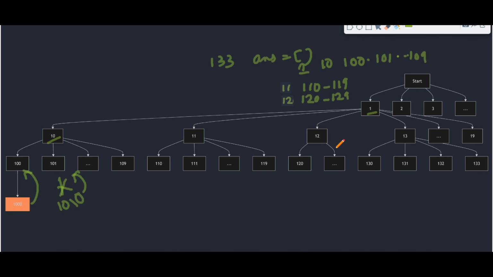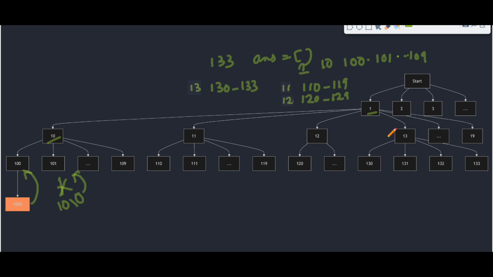Then we backtrack and come to 13 and we add 13 to our answer. And then we go to its children and add the numbers from 130 to 133 to our answer. Because as soon as we go to 134, we need to backtrack because 134 is more than 133. So now we have processed all the children of 13.